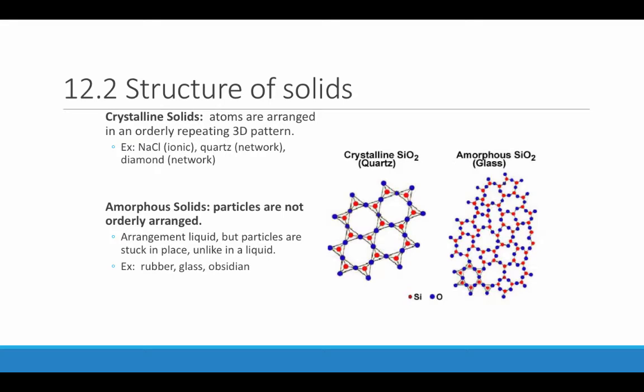In an amorphous solid, the particles are not arranged in an orderly fashion. In fact, the order is much like that in a liquid. However, the particles are stuck in place, so they can't flow like a liquid. Therefore, it's classified as a solid. Some common examples are rubber, glass, and obsidian. Again, we're going to focus on crystalline solids in this class.